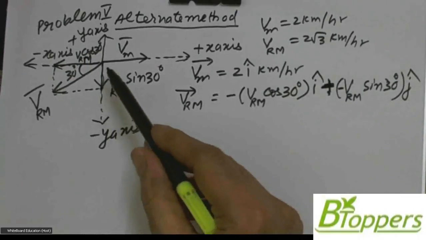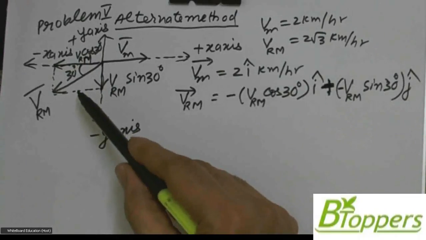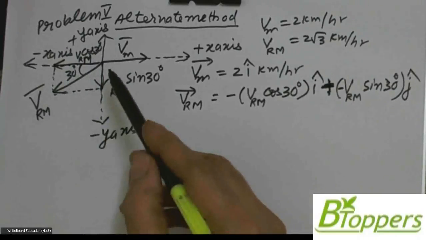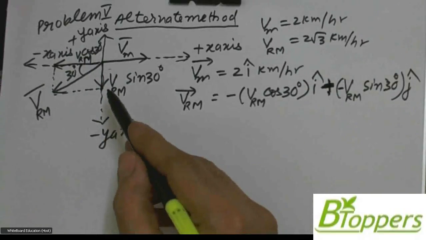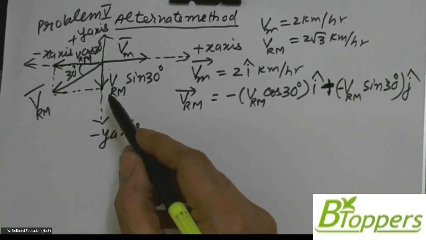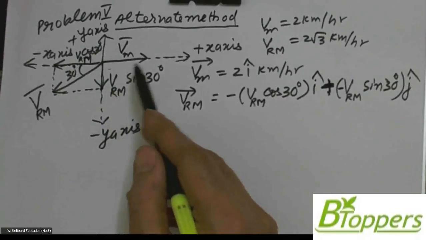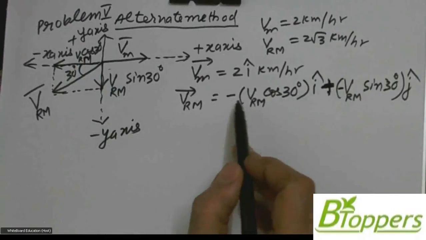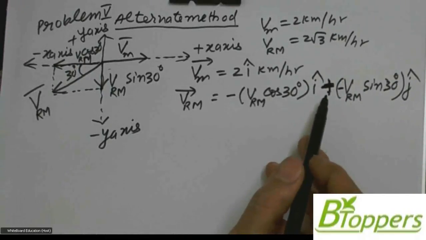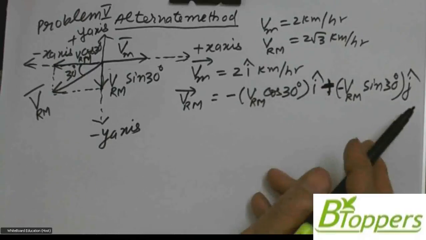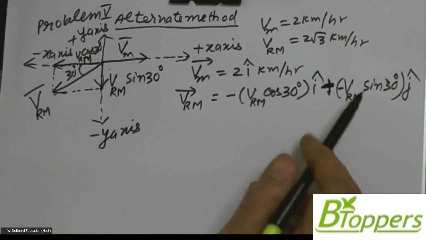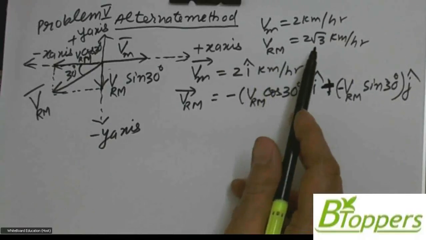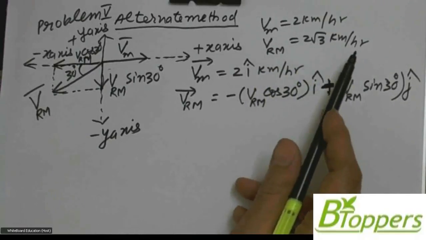Because the two rectangular components of the relative velocity are directed along the negative x-axis and negative y-axis respectively. The unit vector in the positive x direction is denoted by i cap, so the unit vector in the negative x direction will be minus i cap, and j cap is the unit vector along the positive y-axis. So the magnitude of the relative velocity of the rain with respect to the man is 2√3 km/h.